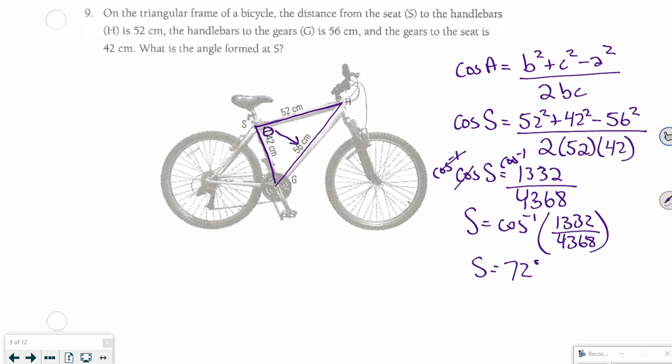Okay, so that's it for the cosine law. You guys need to do the practice section, and then you need to do the chapter test review section. And you are going to have a chapter 7 retest on Tuesday, so make sure you get this done.